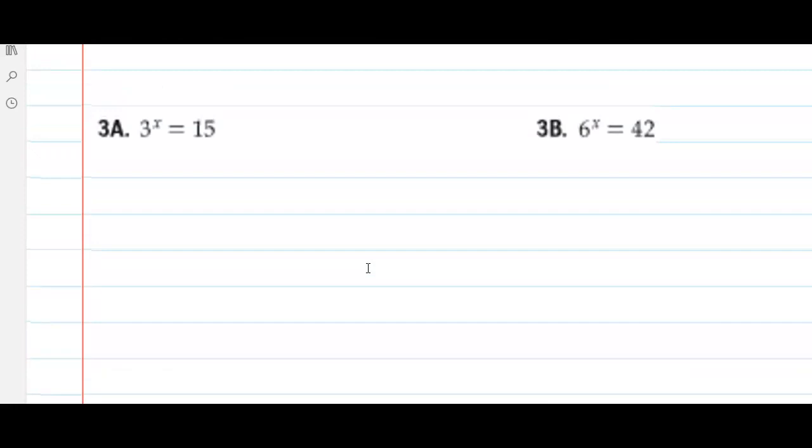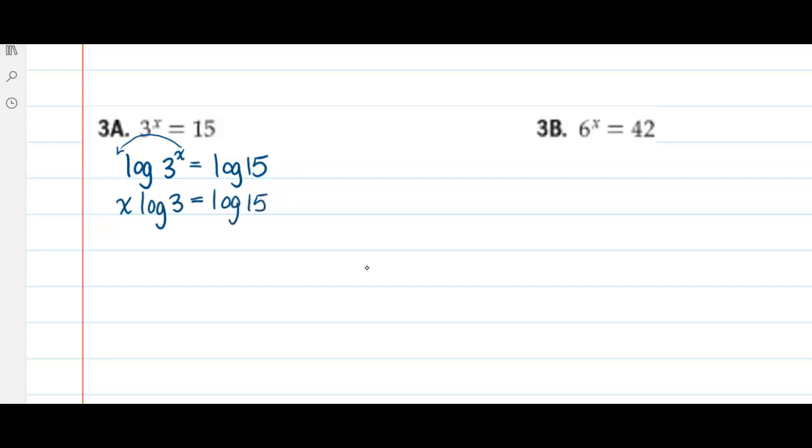Here we have 2 more. Let's try one together. Let's take the log of both sides. Since I cannot express 15 as some power of 3, I'm going to take the common log of the left and the common log of the right side. I'm going to move this exponent down front to become a coefficient. Then I'll divide both sides by the log of 3.